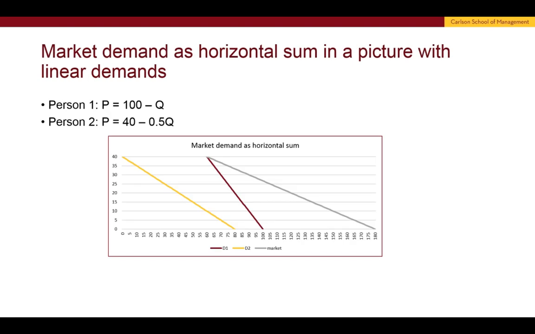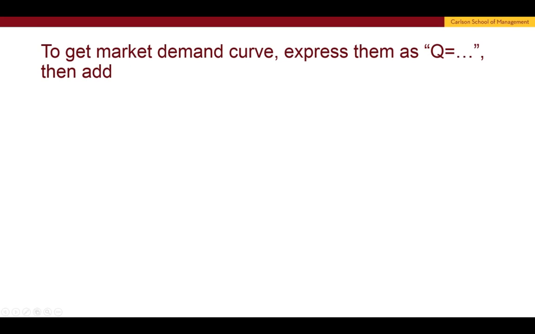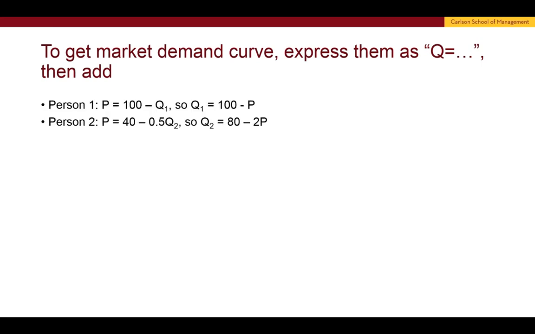Now, if we think about horizontally summing linear demand curves, so suppose we had a linear demand curve, P equals 100 minus Q as the demand curve for person 1, and the demand curve P equals 40 minus 0.5Q as the demand curve for person 2, well, we could horizontally sum them to get to that gray demand curve in the picture down below. Now, to get the market demand curves, what we need to do is to actually first express them as Q equals and then just add them up. Let me show you what I mean.